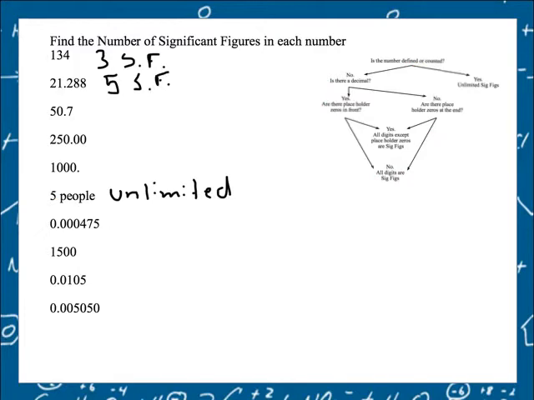50.7. Is there a decimal? Yes. Are there placeholder zeros in front? I have a 0, but this is not a placeholder 0 because it is not on the front of the number. So when I say front here, I'm not referencing where the 0 is at in terms of the decimal. I'm talking about zeros that would be in the front of the number. So no, there are not any placeholder zeros. So again, all digits are significant. 3 sig figs. Okay.